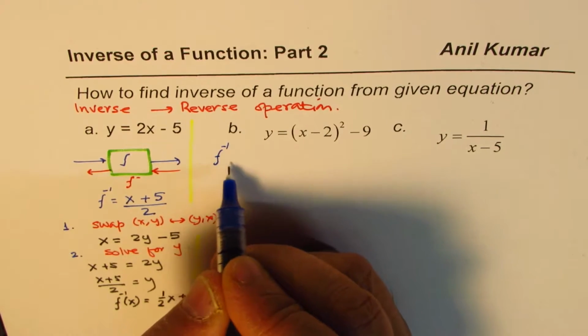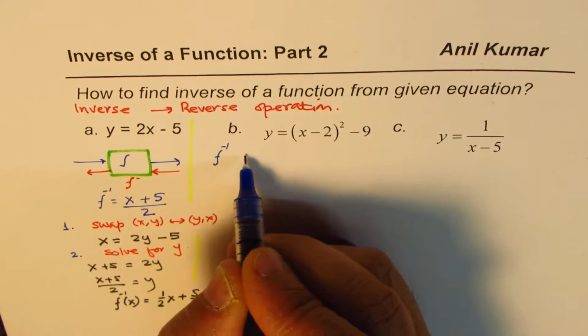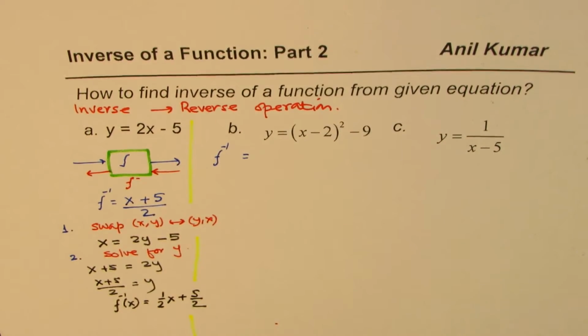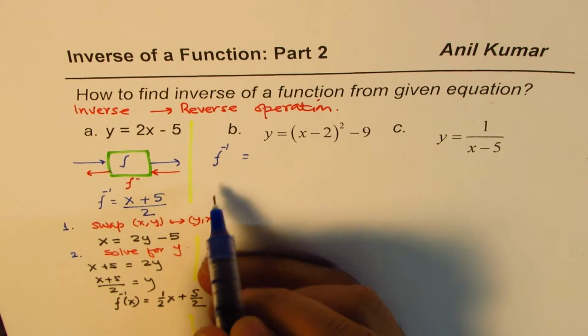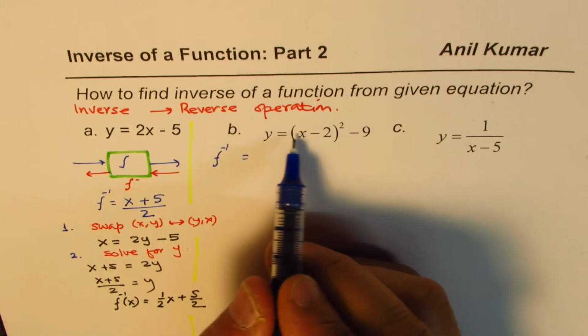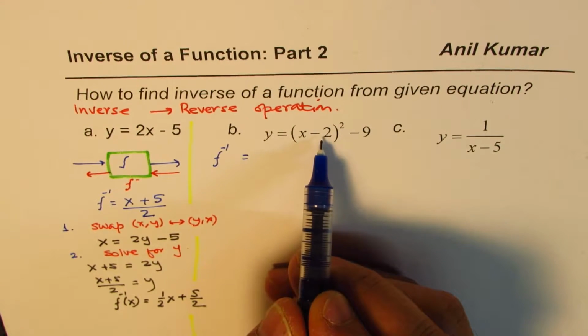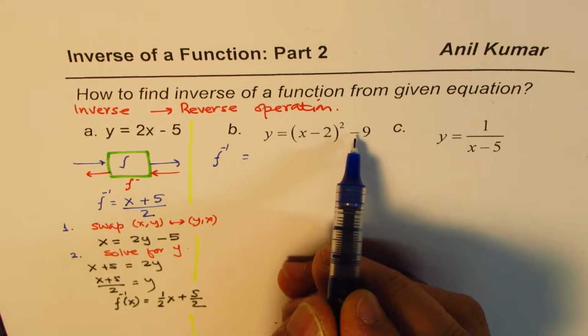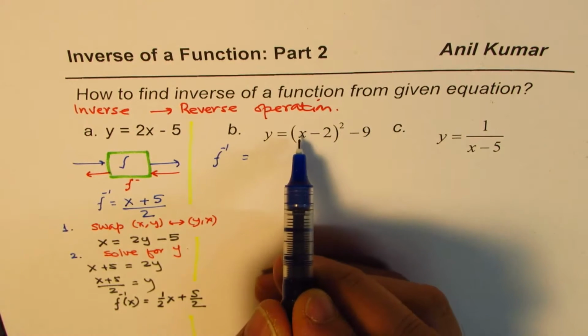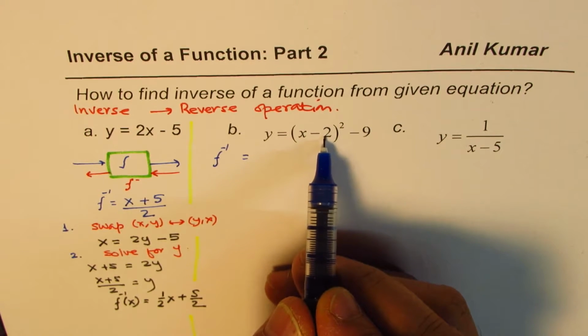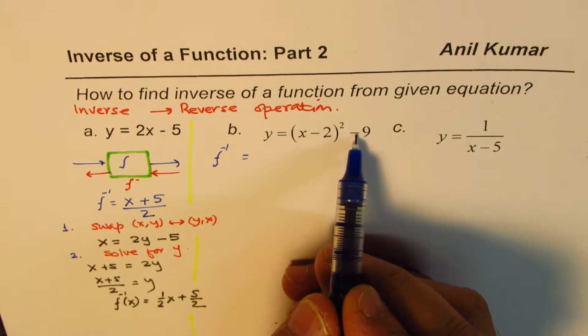I'm not writing x here. It may not be a function. As you know, inverse of a parabola is not going to be a function, right? So I'm being careful. We are not writing x. So the equation is: whatever is the input, you take away 2, square, take away 9. So whatever is the input, take away 2, square it, take away 9.